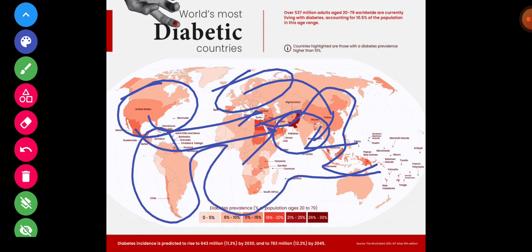Okay, so this is an article all about the conditions of diabetic disease in the world as well as the Indian population. Okay, so you can remember this.